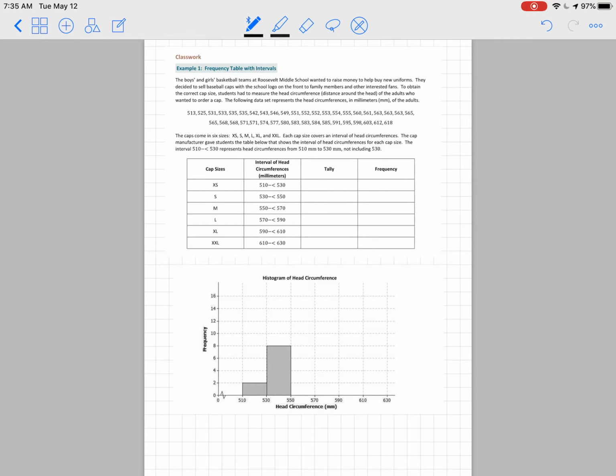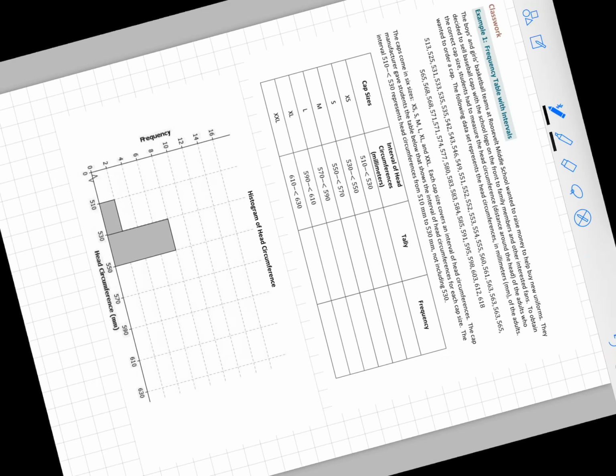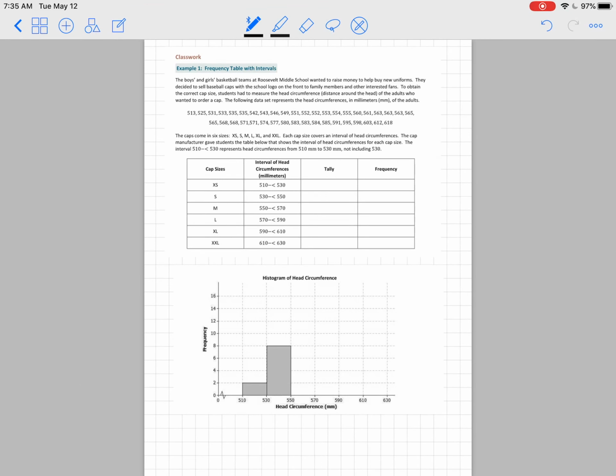We are continuing what we were learning yesterday. Yesterday we did frequency tables and dot plots. Today we're going to do frequency tables and histograms. Now, a histogram is a visual representation or a graph of the total number of values or frequency in an interval.